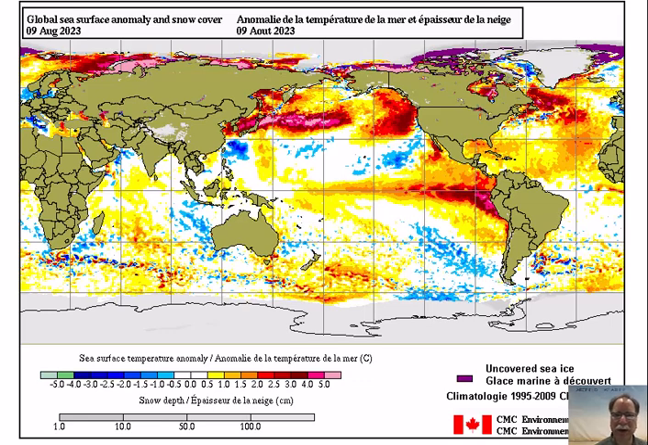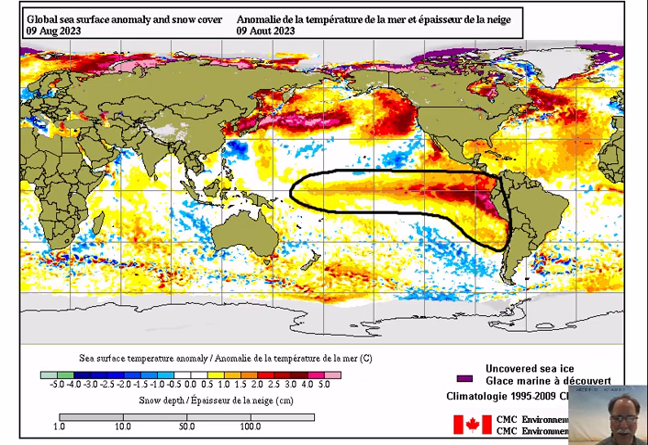But first, let's talk about the sea surface temperature anomalies. This particular map comes from the Canadian Meteorological Center. And this is your El Nino right here. This horizontal line represents the latitude 0, the equator. And this is your developing and still intensifying El Nino.